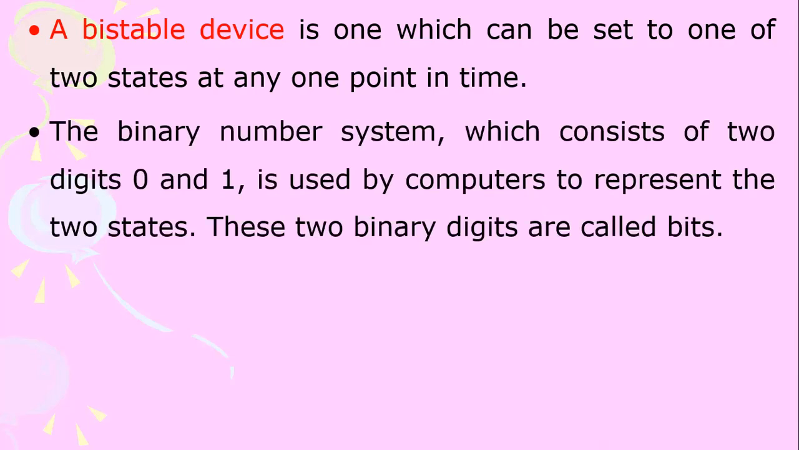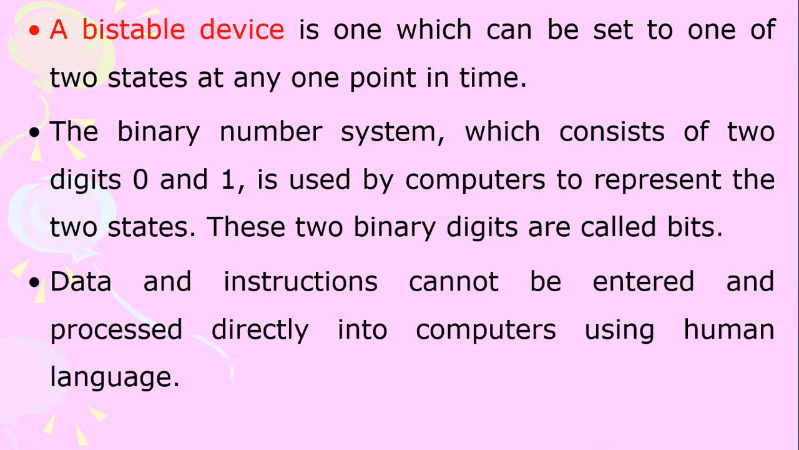The binary number system, which consists of two digits, 0 and 1, is normally used by computers to represent the two states. These two binary digits are called bits. And therefore the term bit is an acronym or a short form for binary digits.